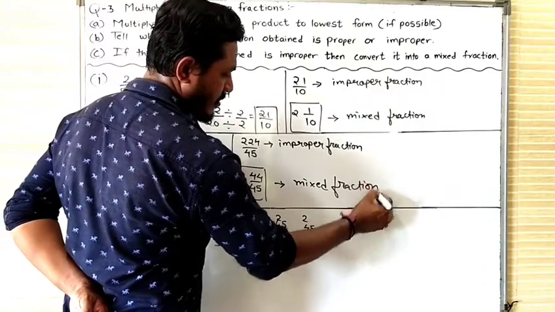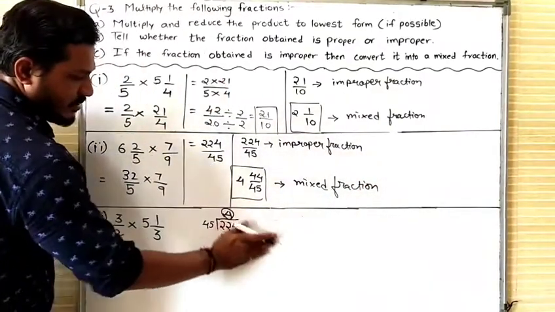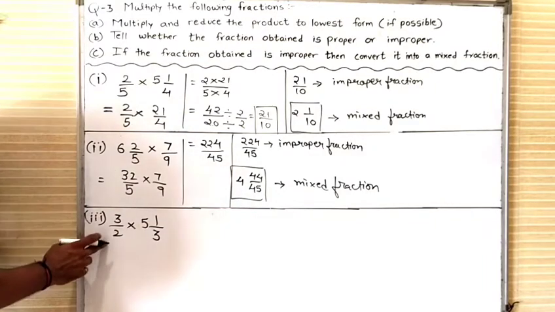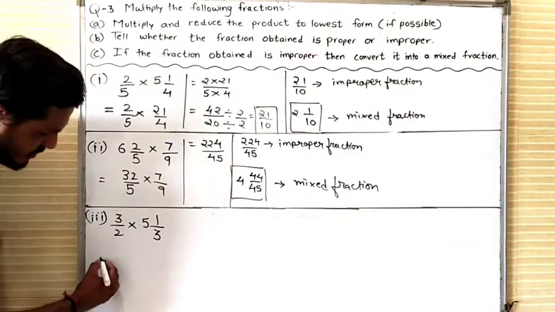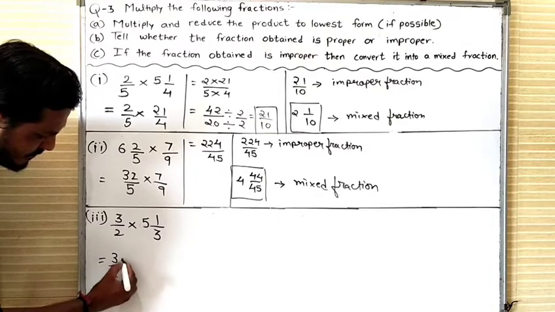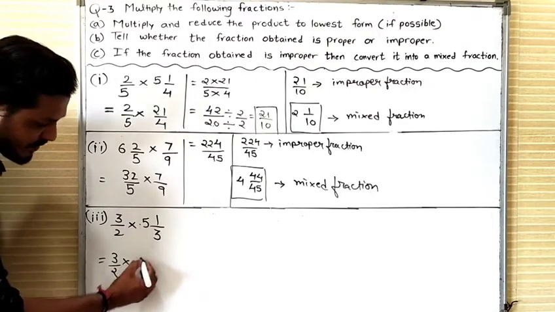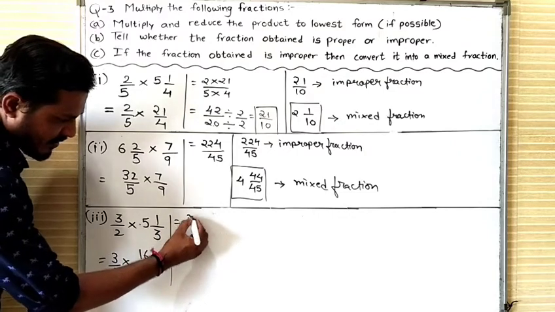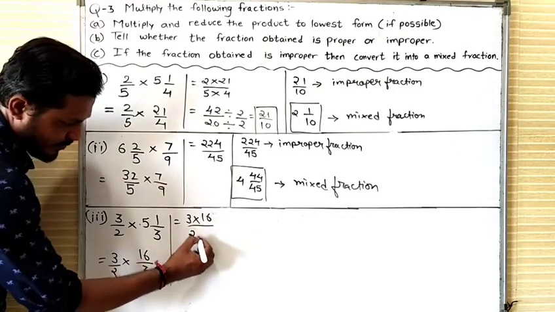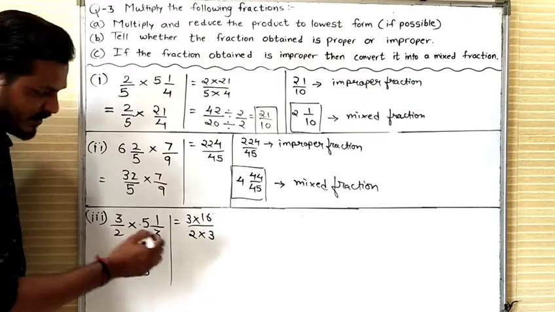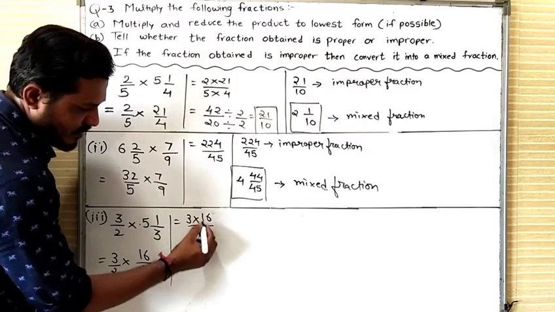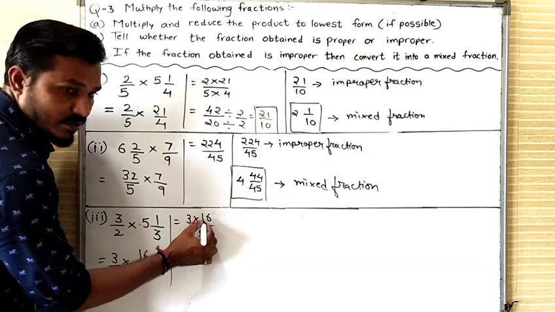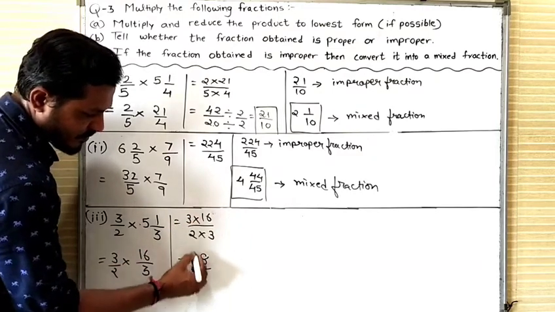Now dear student, last sum, that is 3 by 2 into 5 integer 1 by 3. 3 by 2 as it is. 5 3s are 15, 15 plus 1, 16 by 3. Then you need to multiply 3 into 16 and 2 into 3. Now multiply it. 3 6s are 18, 1 carry, 3 1s are 3 plus 1 is 4, 2 3s are 6.